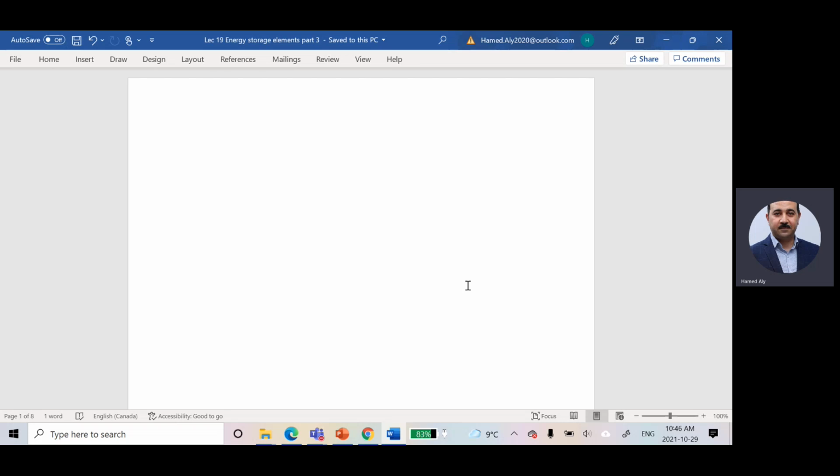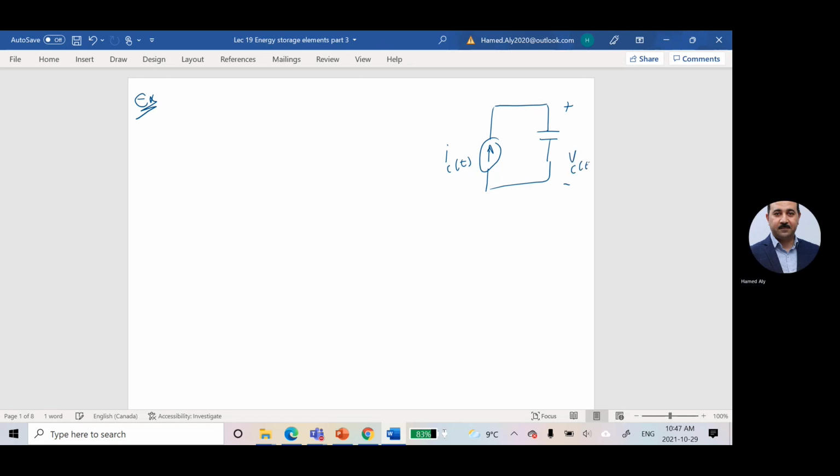In the previous class, we solved some problems related to the inductor, but we didn't solve any problem related to the capacitor. Let us solve today a problem related to the capacitor. Imagine we have this circuit. This is IC of t, and this is VC. And this is the capacitor C, and C is equal to 0.2 microfarad, and VC of 0 is equal to 0.